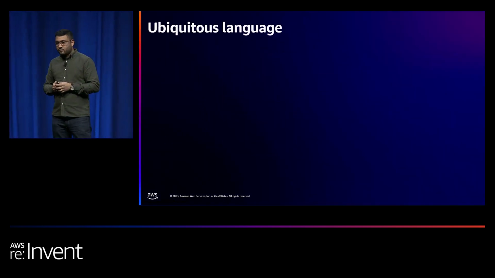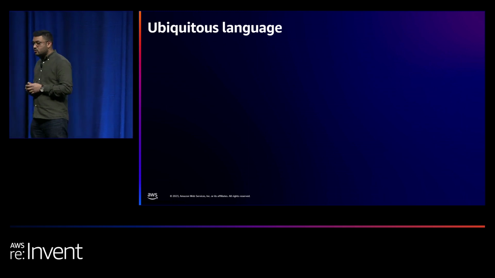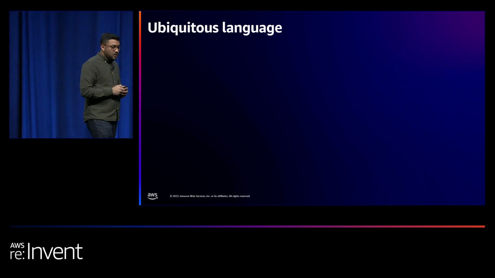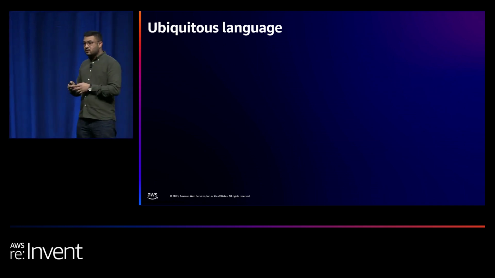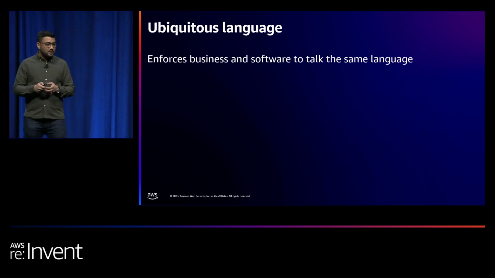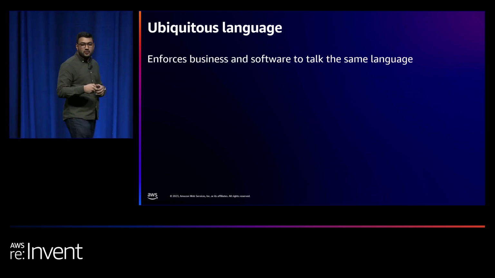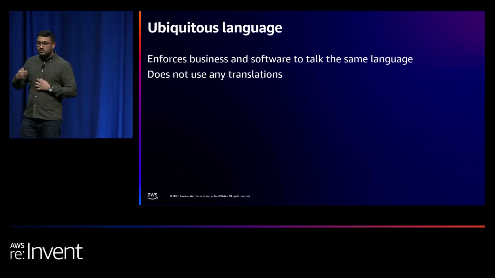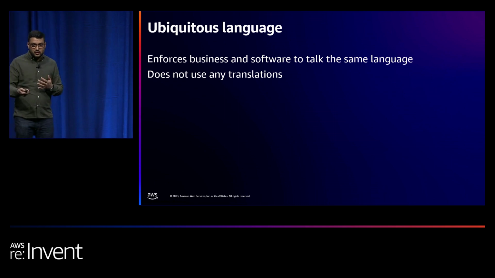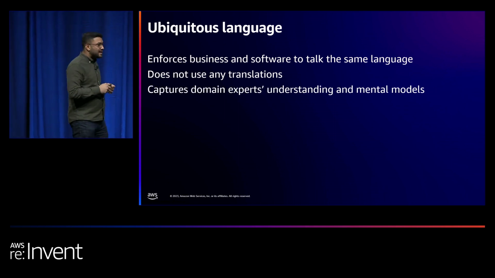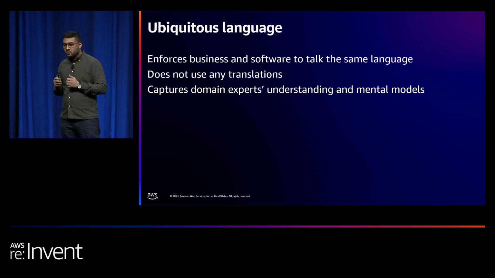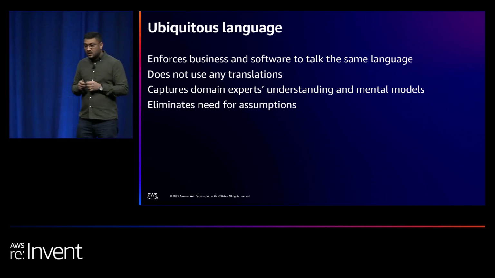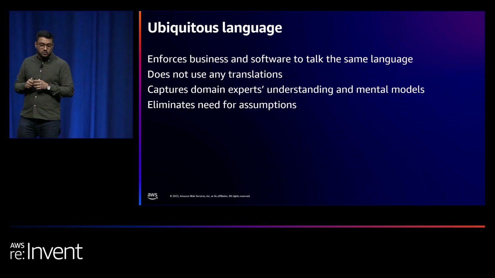Now, once I have mapped all of these areas, what I need to do is find the ubiquitous language. The definition of ubiquitous language is really simple. It's a glossary of terms that the business is using while using the software. It enforces that the business and software are talking the same language. It also makes sure that when I am talking to the business users, I'm not using any translations. It also helps us capture the mental models that the business users have on how they are looking at this software when they are interacting with it. And it basically eliminates the need for assumptions.